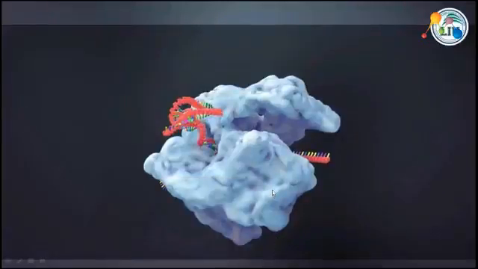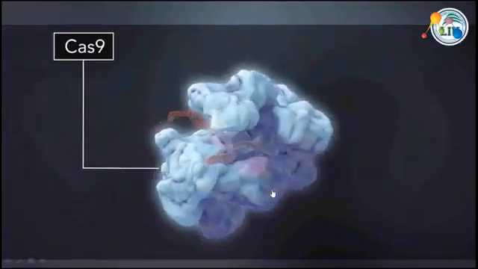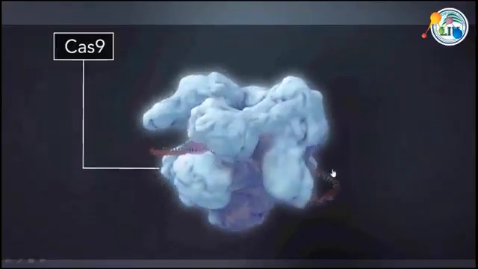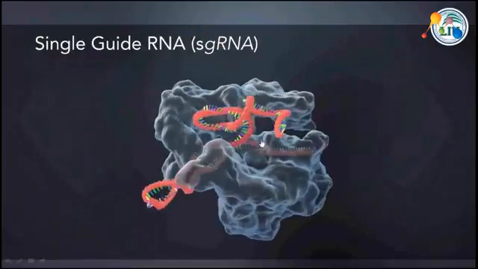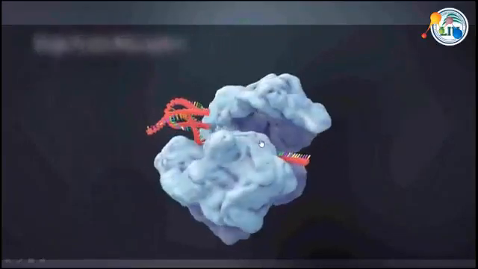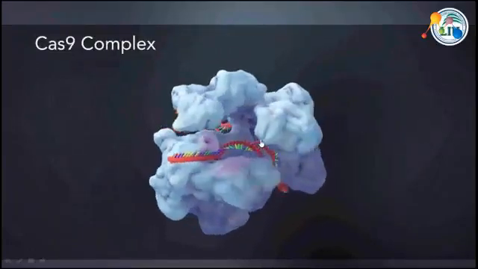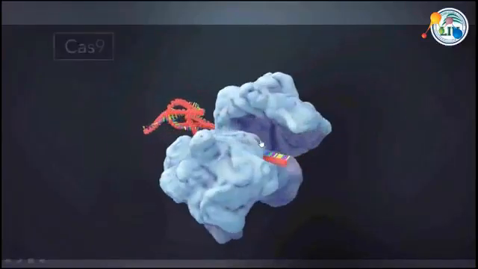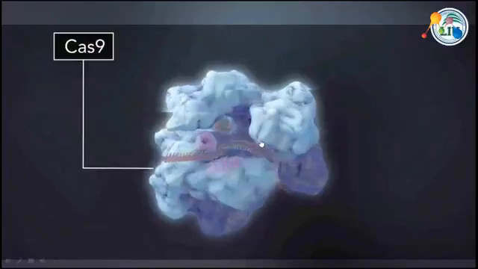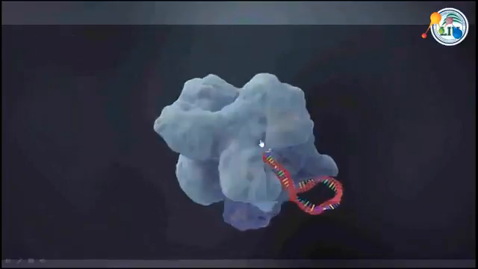So look at this structure. This is the Cas9. This is the single guide RNA. That is the assembly of the CRISPR RNA and the transactivating RNA in the same complex in order to form what we call the single guide RNA.